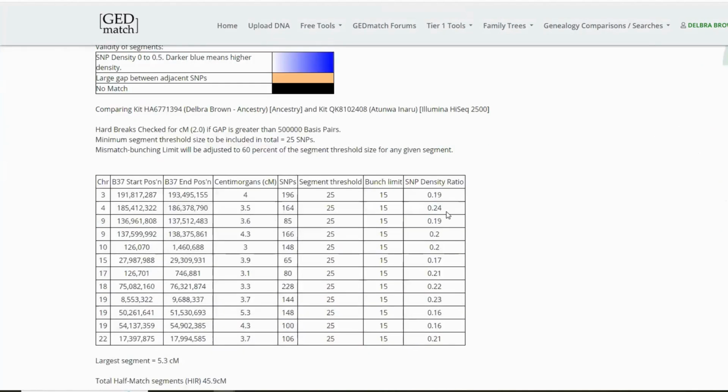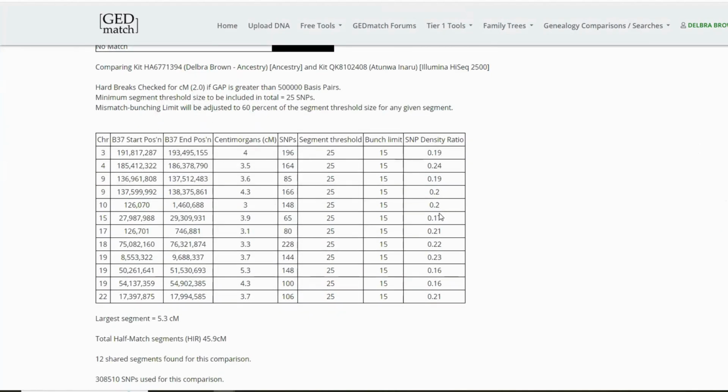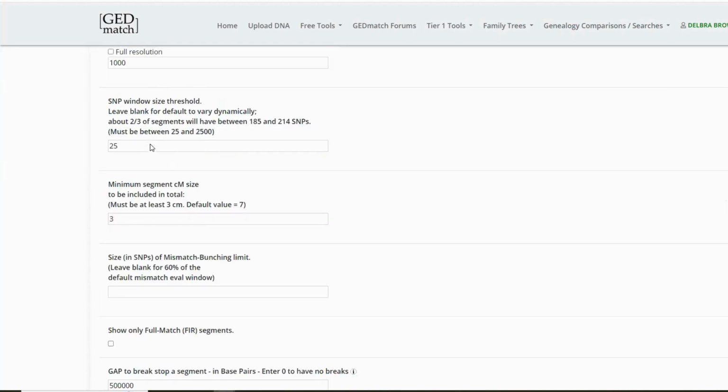So what she's saying is when we had 100, I only had 4. But once I change the SNPs down to 25, I have more centimorgans that are visible. And you have some that are 5. 5.3 is your highest centimorgan. So now go back and change that centimorgan from 3 to a 5.